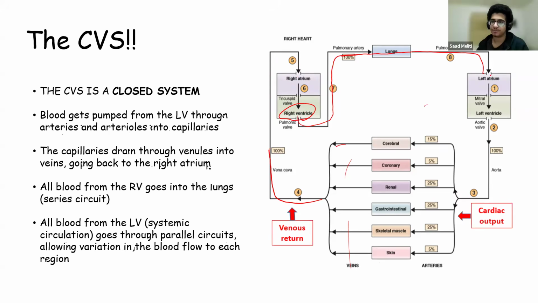And then it goes to the left atrium. That's an example of a series circuit. Now, the systemic circulation is a parallel circuit, okay? I hope that makes sense.